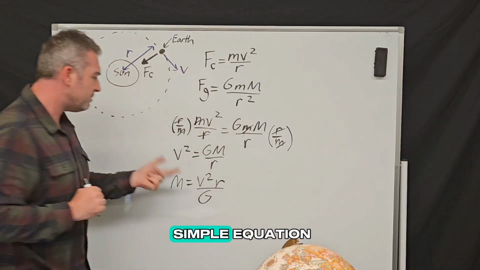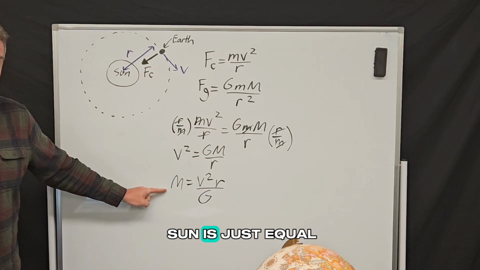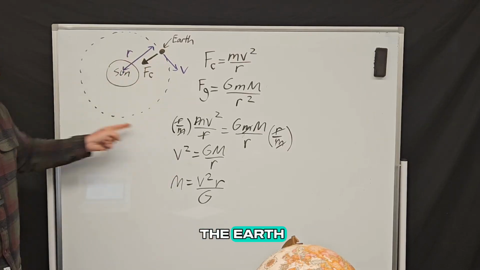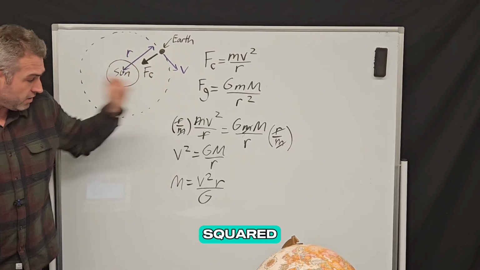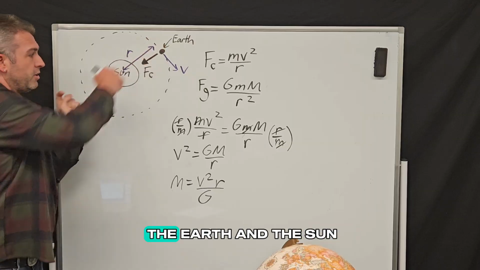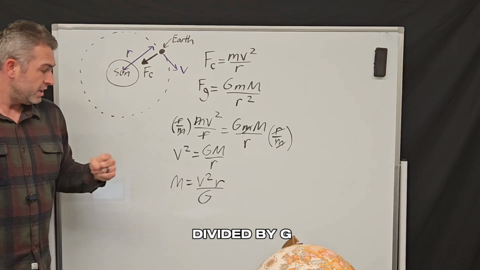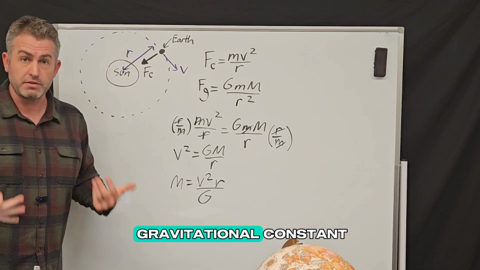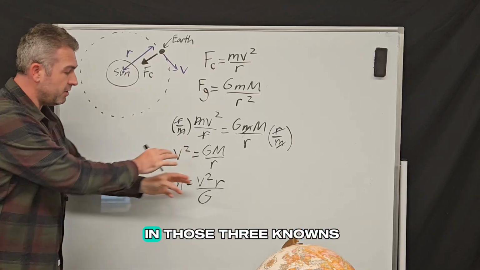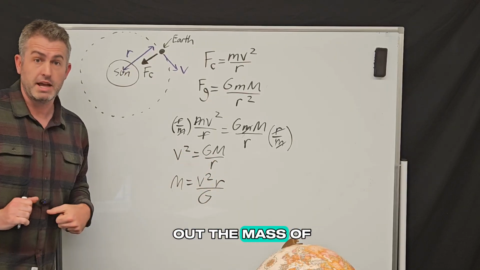And so with this simple equation, the mass of the sun is just equal to the velocity of the Earth as it goes around the sun squared, times the distance between the Earth and the sun, which we called r, divided by G, which is the universal gravitational constant. And just by plugging in those three knowns, we can actually figure out the mass of the sun.